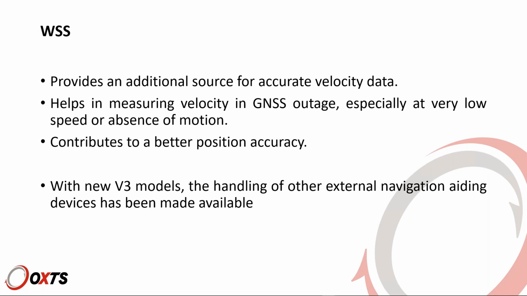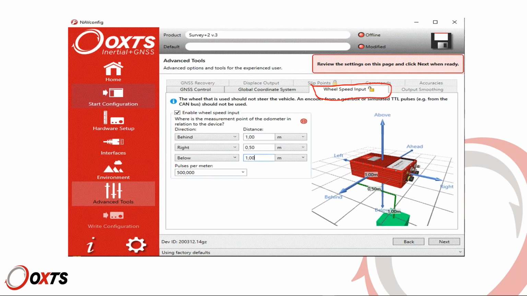With the newest V3 models that we've released, you can have not just a V-speed encoder used as, say, an aiding to the IMU, but you can have what we call generic aiding. So any other device, for example, an external IMU, a LiDAR, anything else that you can use as an external generic aiding to the IMU solution can be implemented with our systems with V3 models. This is where you enable the V-speed sensor, that's in the advanced tools section of NAVconfig.